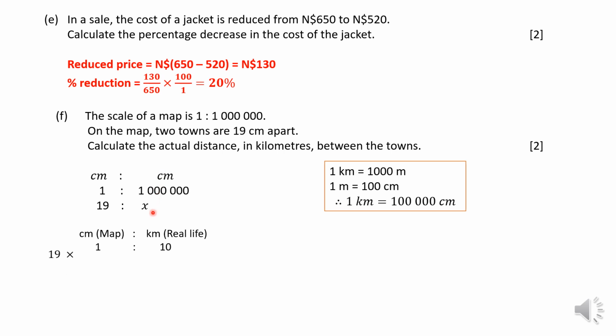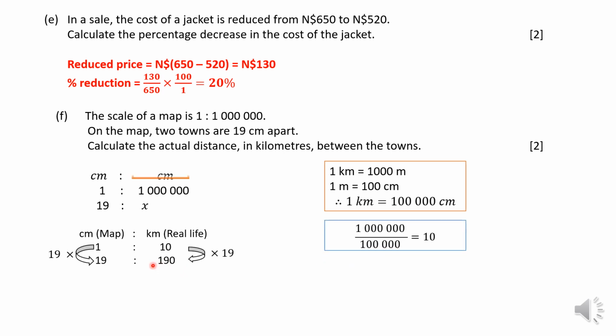So from here, it's actually quite very straightforward to calculate the missing value. You can use equivalent fractions, or you can simply just do 10 times what gives you 190, 10 times 19. Because you go from 1 to 19, then you multiply the same with that there.